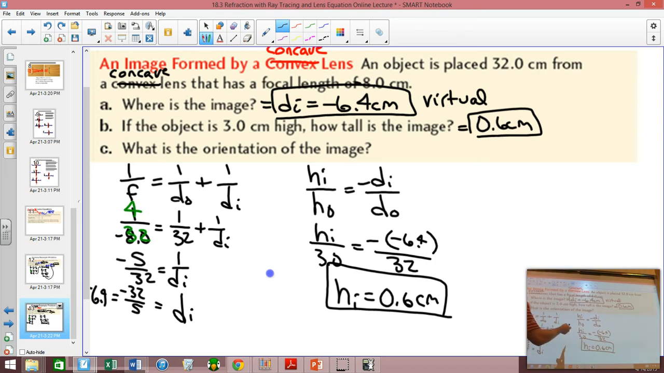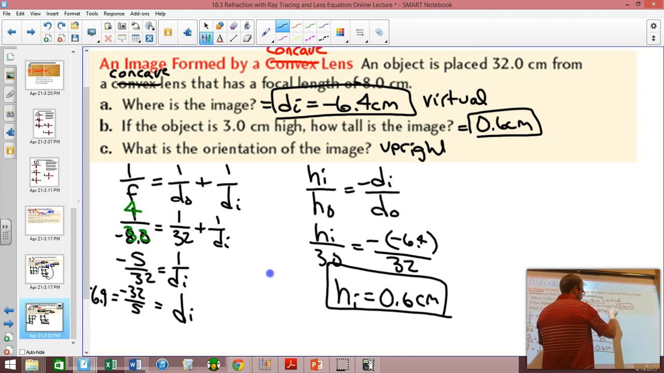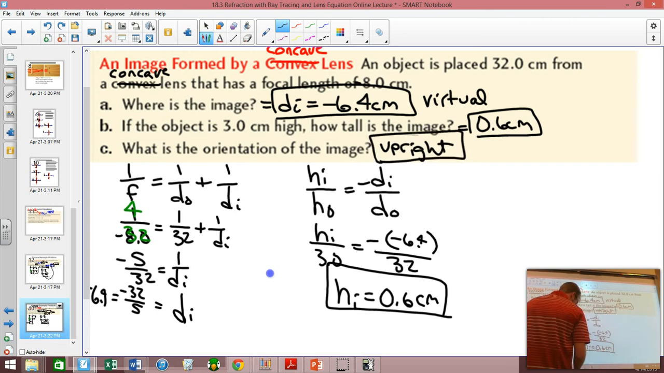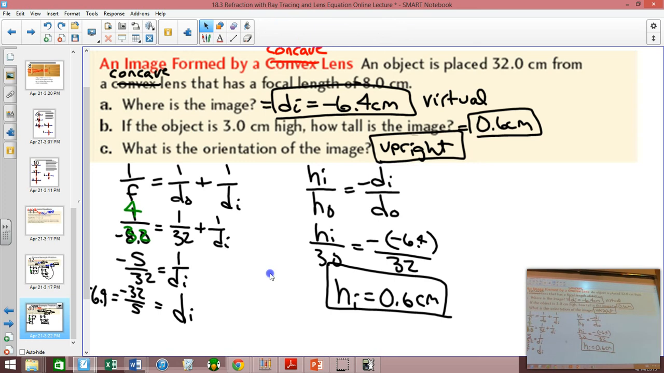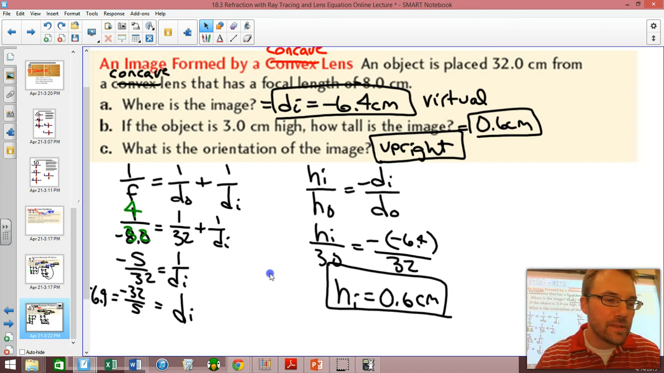And then what is the orientation? Since that's positive, it is upright. And you're always going to get images that are upright when you look through a concave lens. So when you go back to those examples from 18.3, you're going to see that all of the images, no matter where the object is, are right side up. So this is just another application. It's very similar to what we did in mirrors. Not much different.